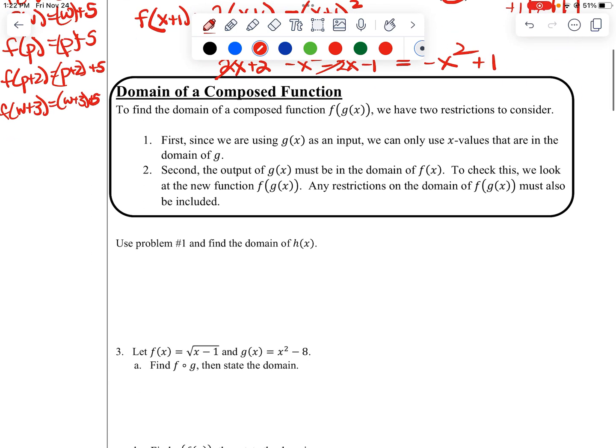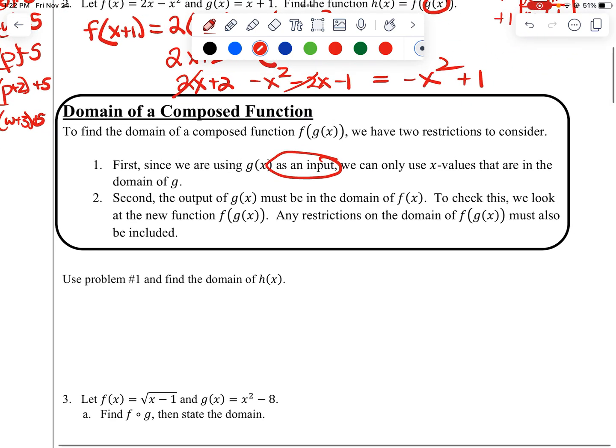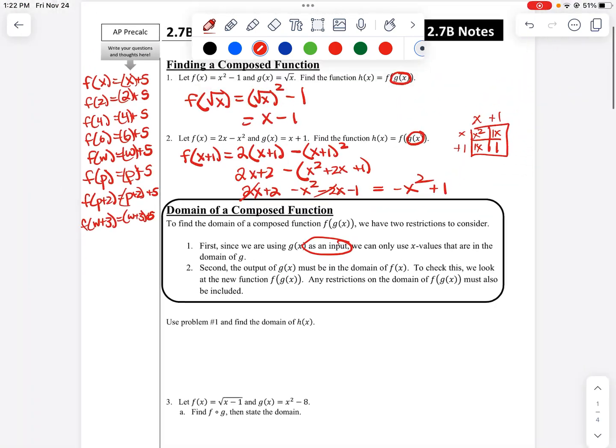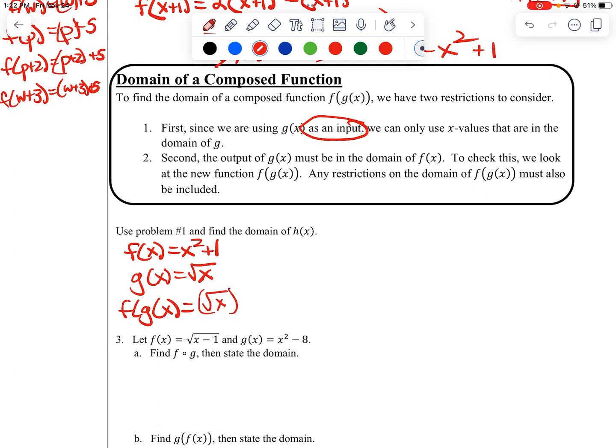So now we're going to talk about the domain of a composition function. To find the domain, you have to consider the restrictions on what you're inputting, and then you have to consider the restrictions on your output. So if I look at problem number 1, again, we had f of x equals x squared minus 1 and g of x equals the square root of x. And then we said f of g of x equals the square root of x, squared, minus 1, which is just really x minus 1.